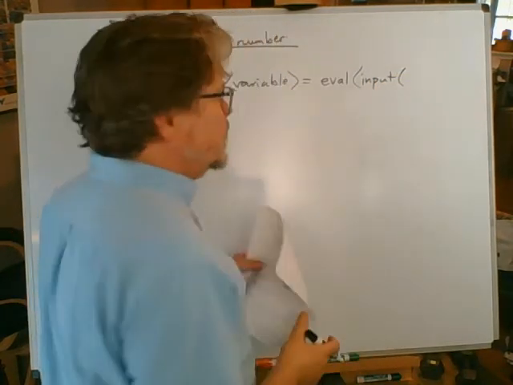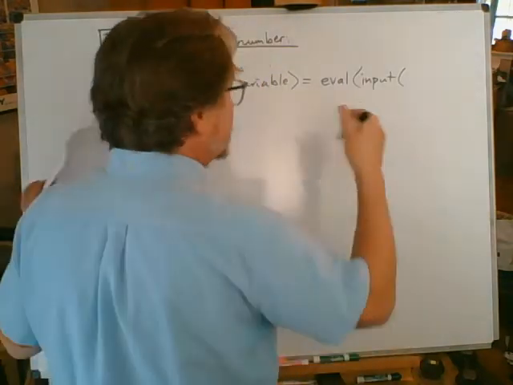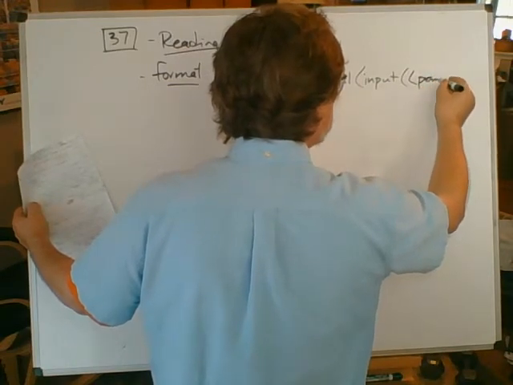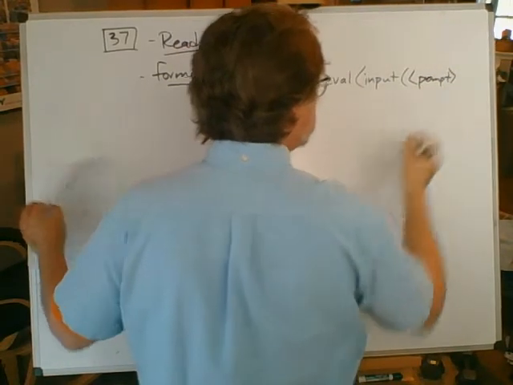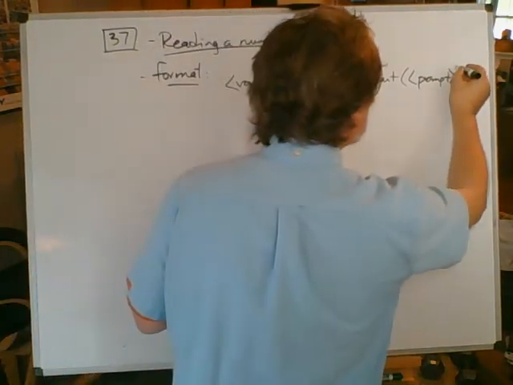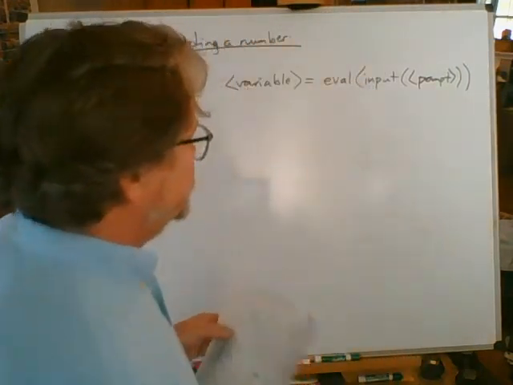Then another open parenthesis. We've got two open parentheses that we're going to have to remember to close. And then we put the prompt in here, P-R-O-M-P-T. That's the string of your choice. I put that in pointy brackets. That's the symbol that has to be filled in. Close parenthesis, and yet another close parenthesis.